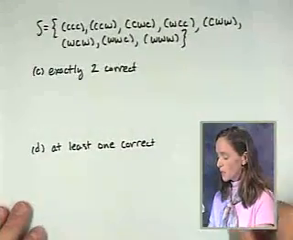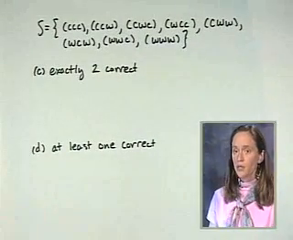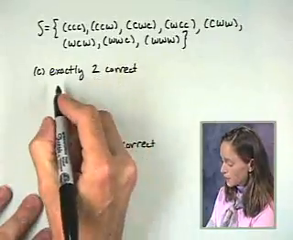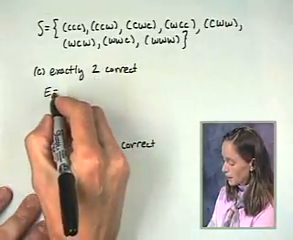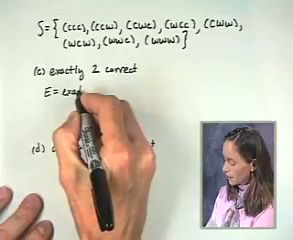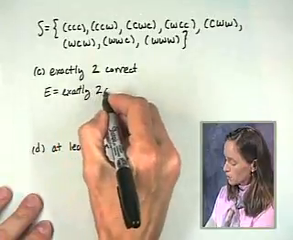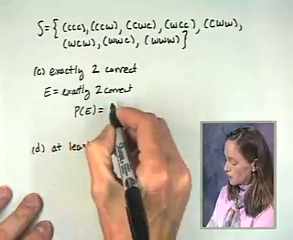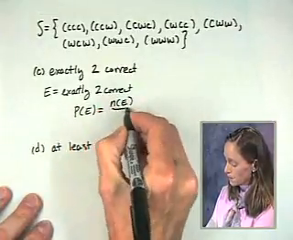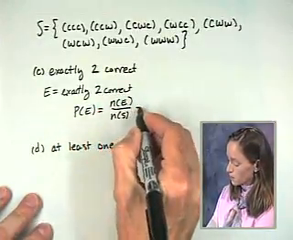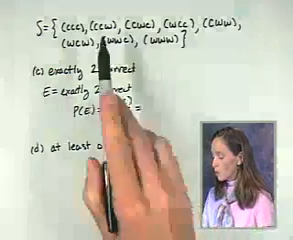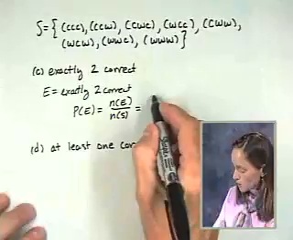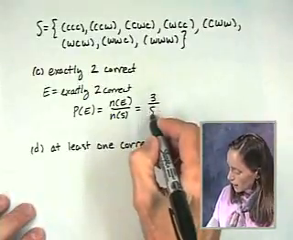I've rewritten the sample space here. I want to know the probability that the student guesses exactly 2 correct. Again, that's our event, exactly 2 correct. Now the probability of that is the number of things in that event divided by the number of items in the sample space. Well, there's 1, 2, 3 options in which he guesses 2 correct, and 8 in the sample space.